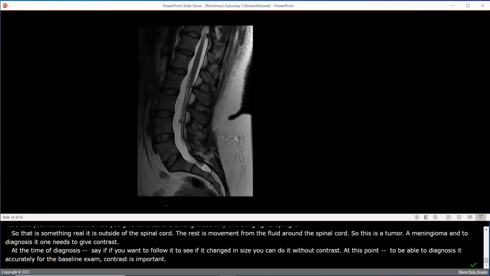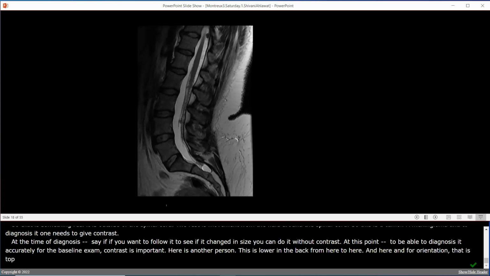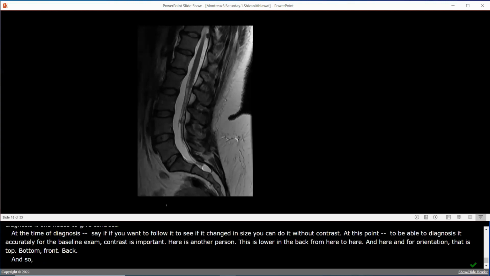So here's another person, and I want you to look at a few things here. So this is lower in the back from here to here, like here. And for orientation, that's top, bottom, front, back. And so we have this lumpy, bumpy appearance here, and this thing here. So there are two things I want you to focus on.